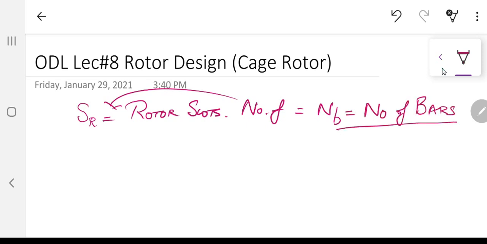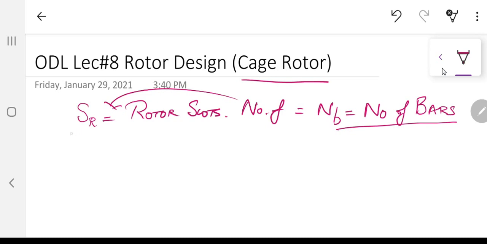Why I'm using the word bars: since this is a cage rotor, I'm talking about a squirrel cage machine at present. So there are going to be bars over there, and then there is going to be an end ring. This does not mean that there are not going to be laminations. Laminations are still there, and those laminations are going to have those bars, and those bars are going to be filled with some molten aluminium, with some alloy, and we have talked about that in the previous initial discussion of the induction machine.